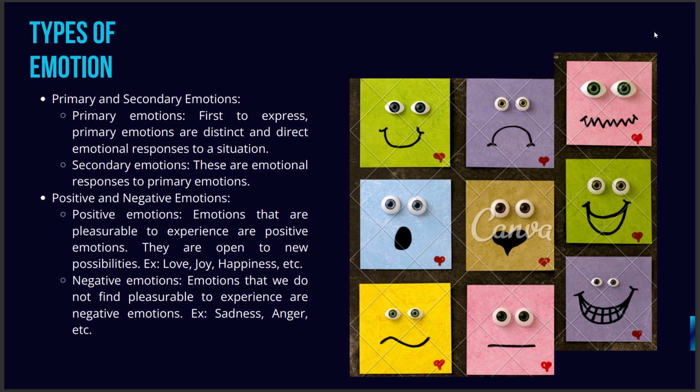Next one is positive and negative emotion. Emotions which show a pleasurable experience are positive emotions, like love, joy, happiness. They all give us pleasurable happiness in our life. Negative emotions are those which do not give a pleasurable experience to an individual, like sadness, anger, distress. These are all negative emotions.